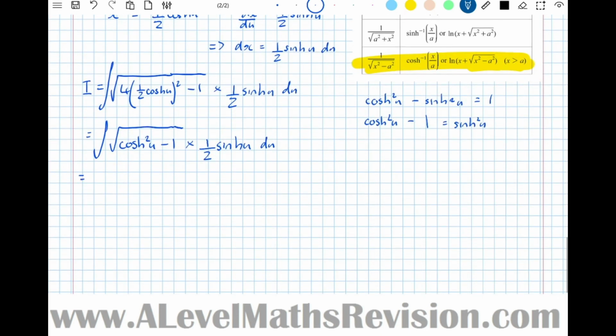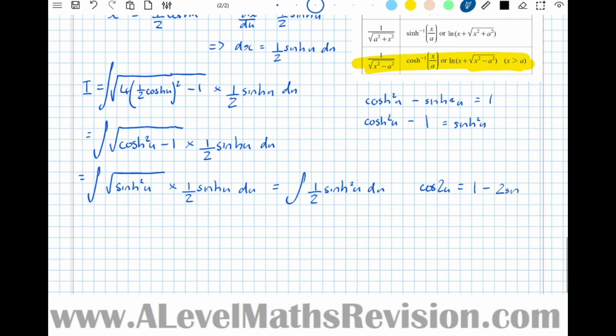And notice, using the hyperbolic trig identity, that cosh squared u minus 1 is sinh squared u. So this equals the integral of the square root of sinh squared u times a half sinh u du. Well, that's just equal to sinh u times a half sinh u. So it equals the integral of a half sinh squared u du. So now we're going to use the double angle formula. So pretend this was simply trig rather than hyperbolic trig. To integrate sine squared u, we expand cos of 2u, which gets us 1 minus 2 sine squared u.